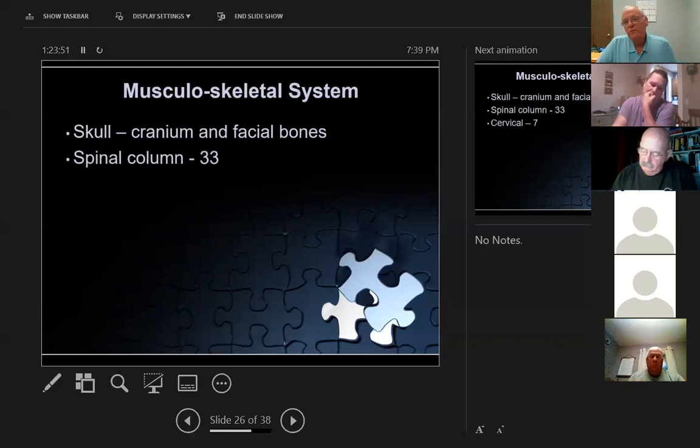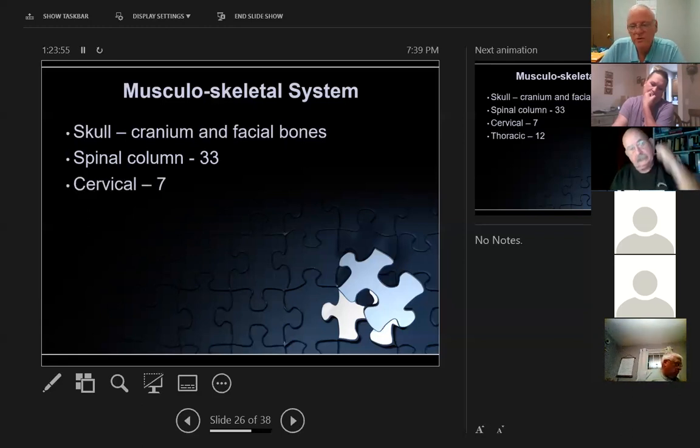Then there's the spinal column. We have 33 bones in our spinal column. In the neck area, which we call cervical, there are 7 bones. Every mammal on the planet has 7 cervical vertebrae, except one. And it's not the giraffe. The giraffe has 7 cervical vertebrae. The one, believe it or not, is the 3-toed sloth. He does not have 7. It's the only mammal.